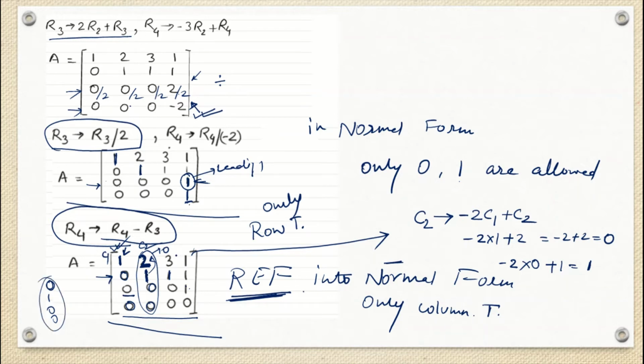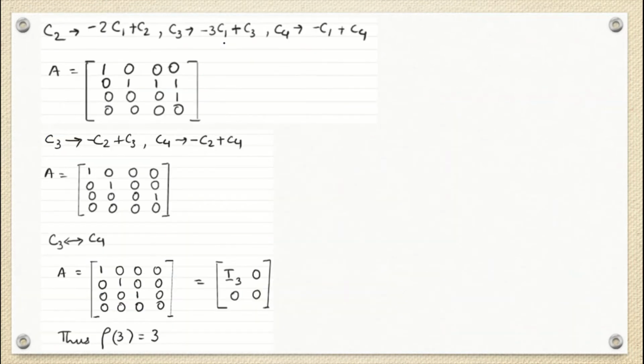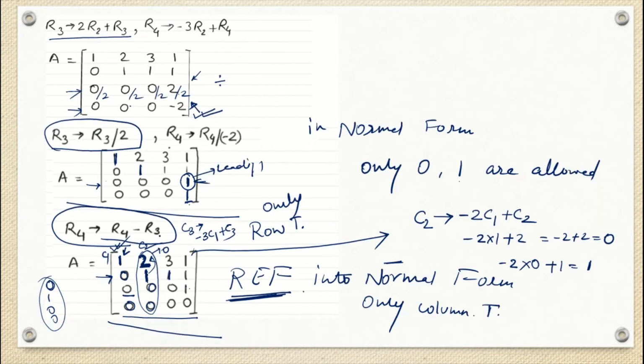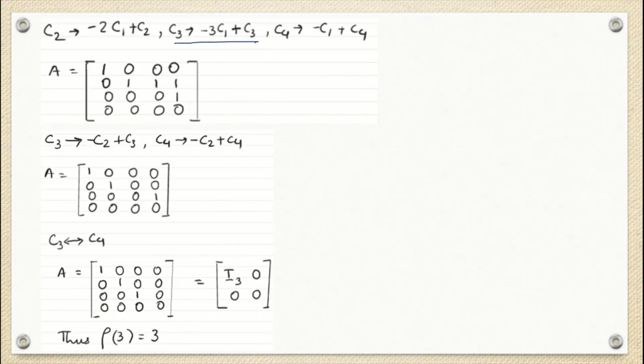Similarly, for C3, what I am going to do here: this is my leading 1, this is my 3. So I can write C3 as minus 3 into C1 plus C3. Fine. So that means C3 is minus 3C1 plus C3. Similarly, for C4 also, C4 is having 1. So C4 will be just minus C1 plus C4.